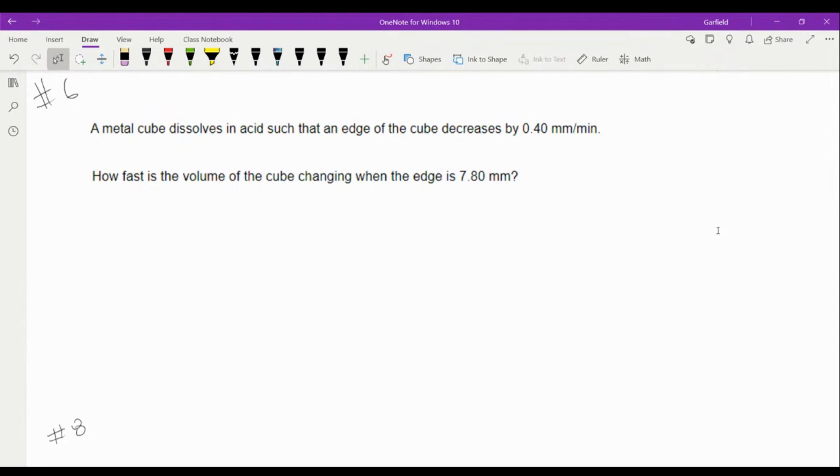So this one says a metal cube dissolves in acid such that an edge of the cube decreases by 0.40 millimeter per minute. How fast is the volume of the cube changing when the edge is 7.8 millimeters? Okay. So what are we trying to find?